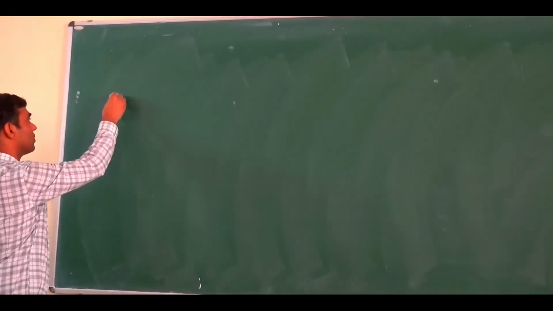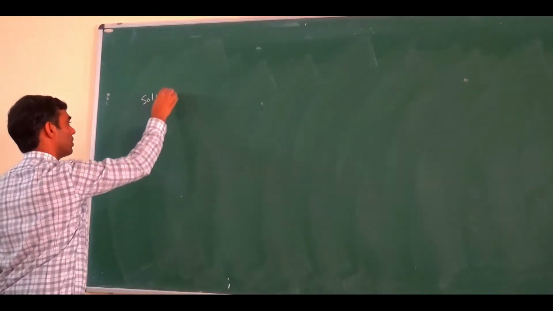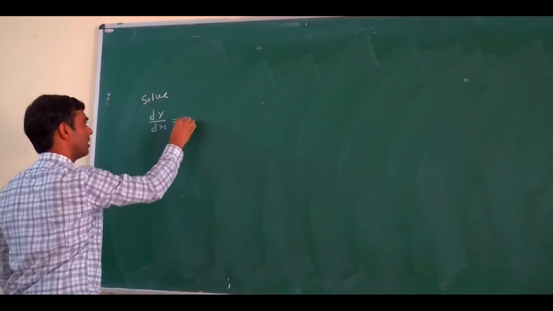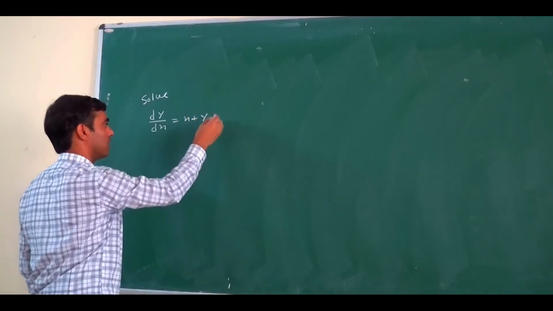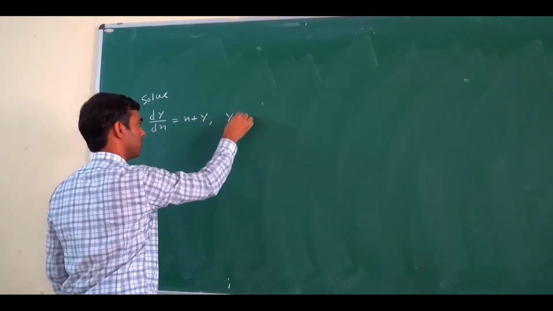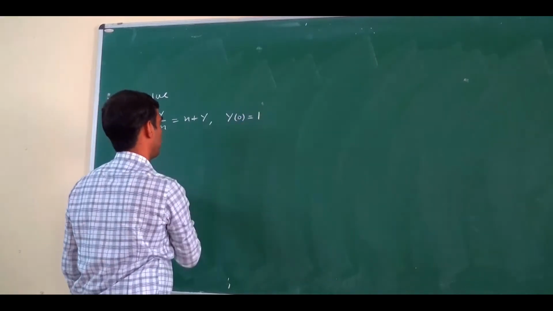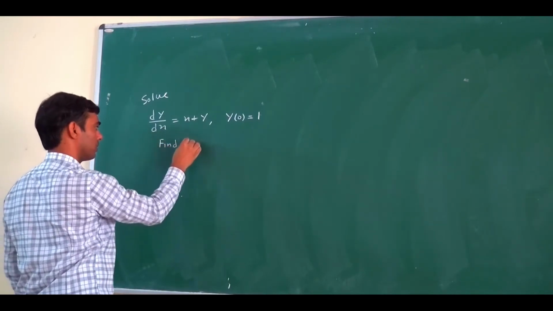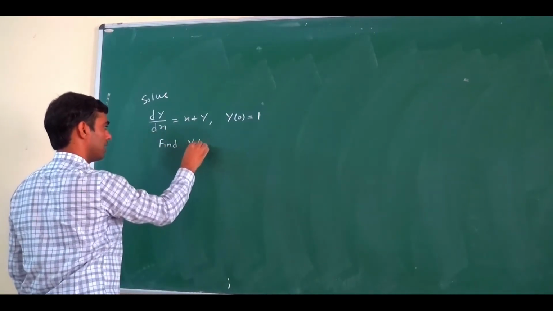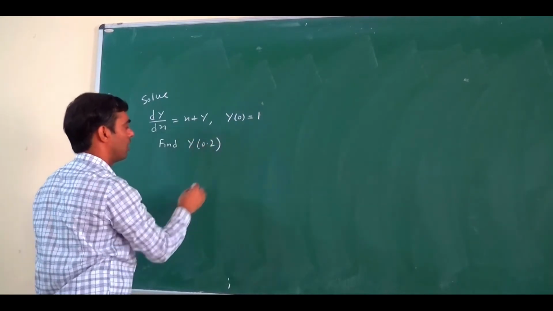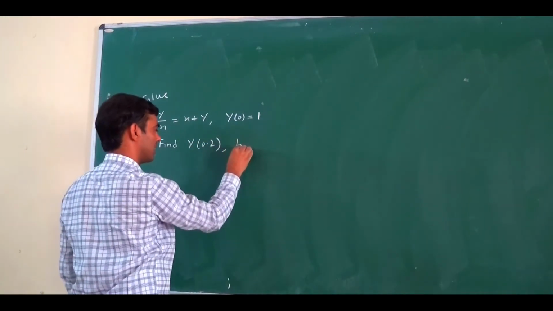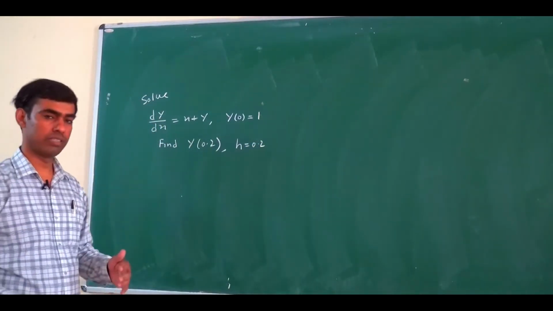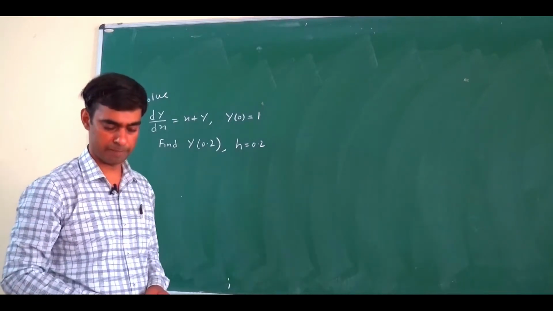Suppose we solve dy by dx equals x plus y, given that y0 equals 1, find the solution, find y at 0.2. And here, for the sake of simplicity, we assume that h is 0.2. You may also assume h equals 0.1. Sometimes this is given, meaning the value of h is specified.